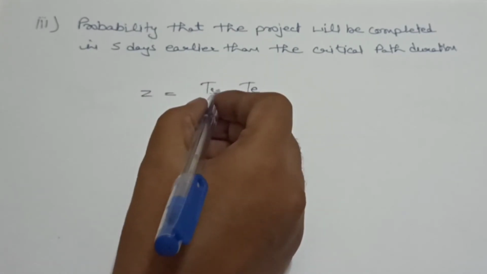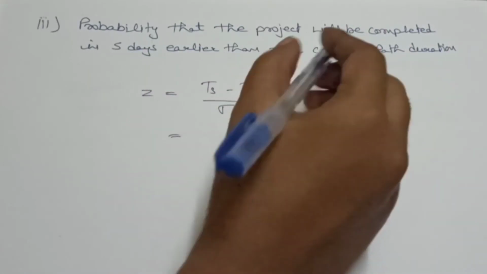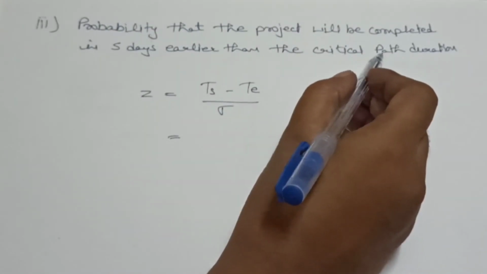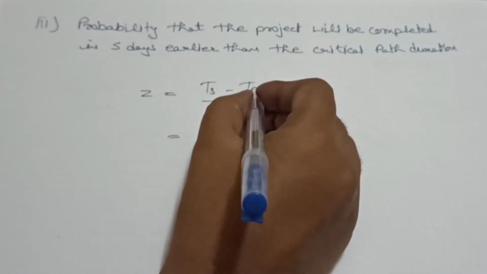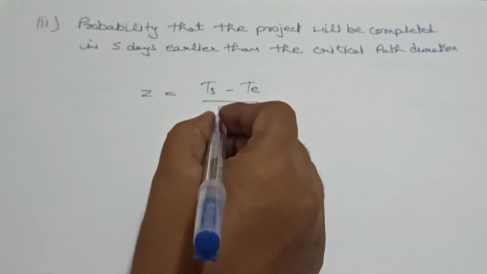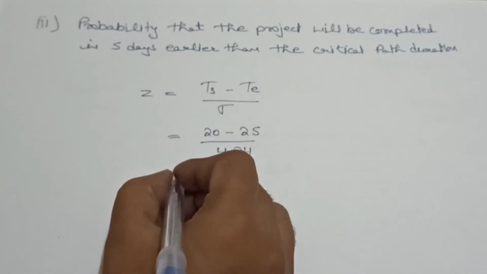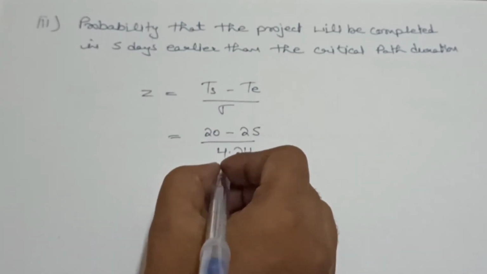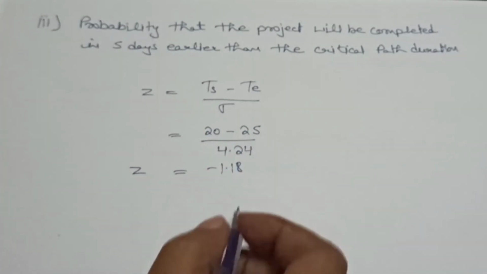So scheduled time is 5 days earlier than the critical path duration. We have critical path duration of 25 days, so scheduled time will be 20. And expected time is 25 days, and standard deviation of the critical path is 4.24. So its calculation will be minus 1.18. So Z is equal to minus 1.18.